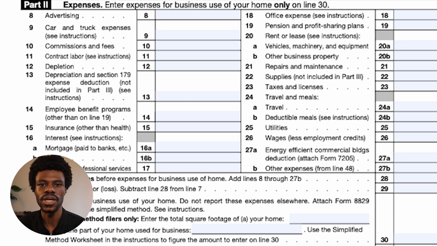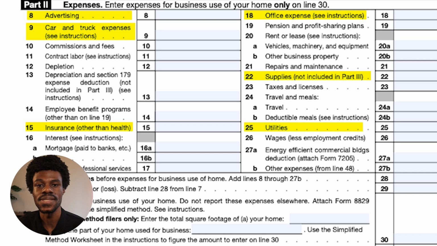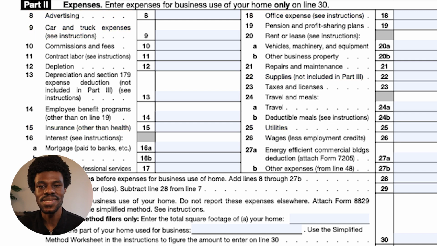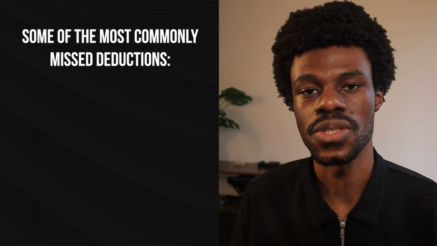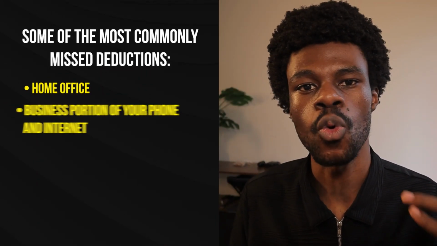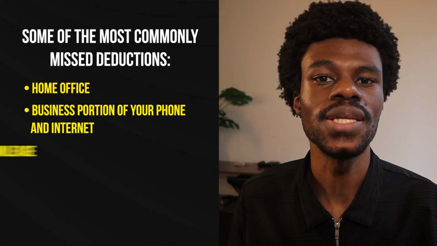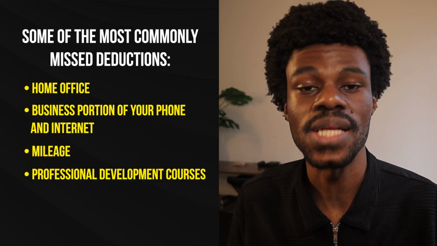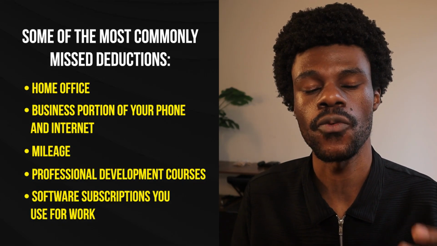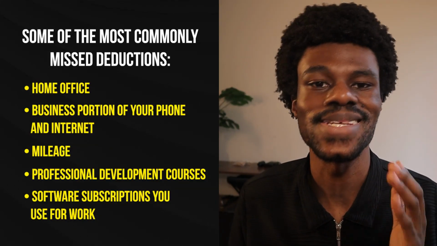The form has specific lines for advertising, car and truck expenses, insurance, office expenses, supplies, utilities, and more. So go through each of these tax deduction lines and enter what applies to your business. Because some of the most commonly missed deductions are home office, business portion of your phone and internet, mileage, professional development courses, and software subscriptions you use for your work. These are all tax deductible.